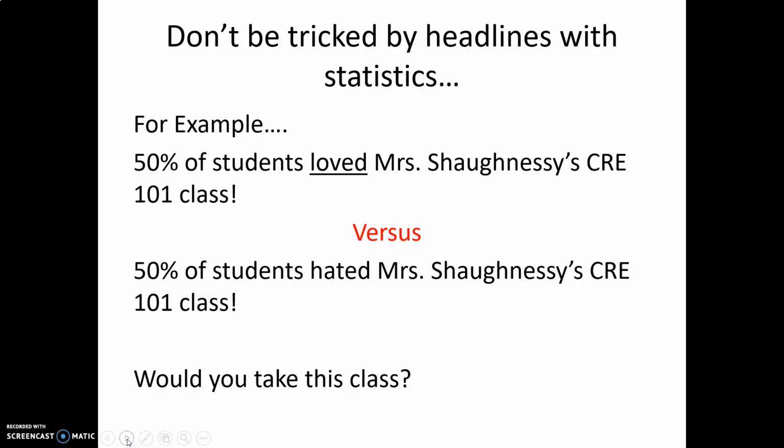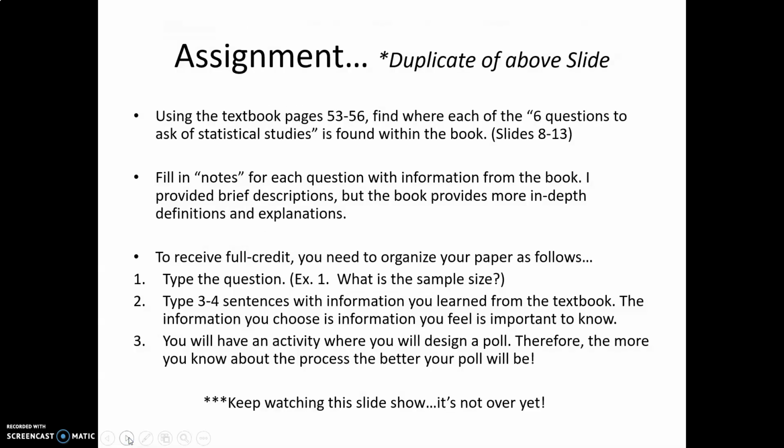The other part of this example is the headline. It's interesting because I started with the negative version, but what if it would have started with a positive version? If I would have said 50% of students loved Mrs. Shaughnessy's CRE class, just having the positive as the first headline you see might skew your brain a little bit more than having the negative. So kind of think about those two things. What is the sample size? And are the headlines written positively or negatively? Or are they written in a way that might sway you one way or the other? So always think about bias.